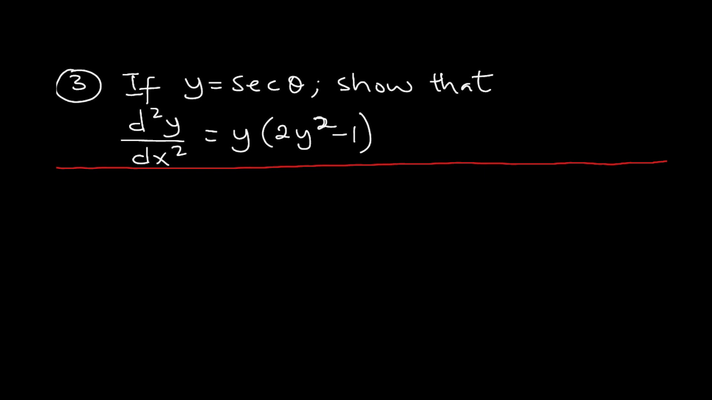We have this question: if y is equal to sec theta, show that the second differential is equal to y times (2y squared minus 1). Okay, without further ado, let's go straight to the solution.